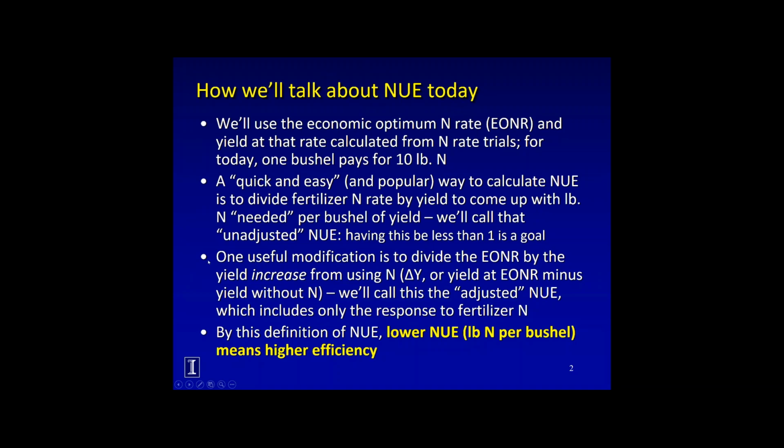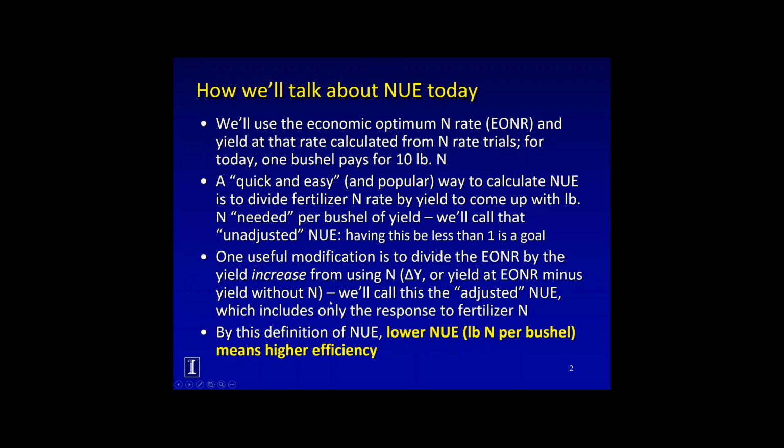One useful modification in the way that people do studies usually calculate NUE differently, and that is to divide the economically optimum nitrogen rate by the yield increase from using nitrogen. And some people call that delta yield, or it's the yield at the optimum nitrogen rate minus the yield without any nitrogen.